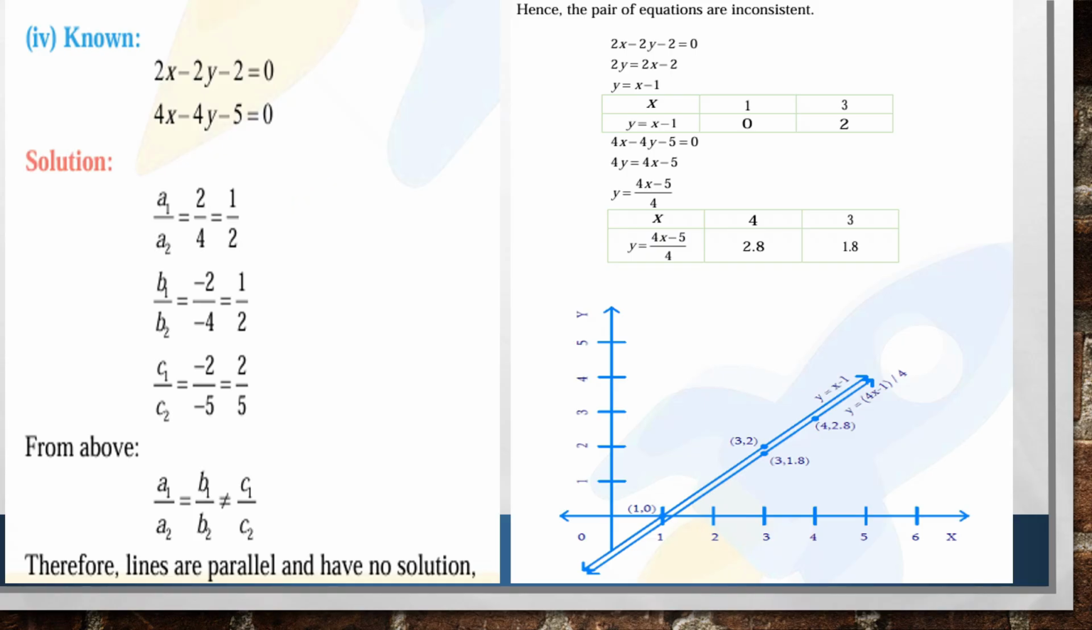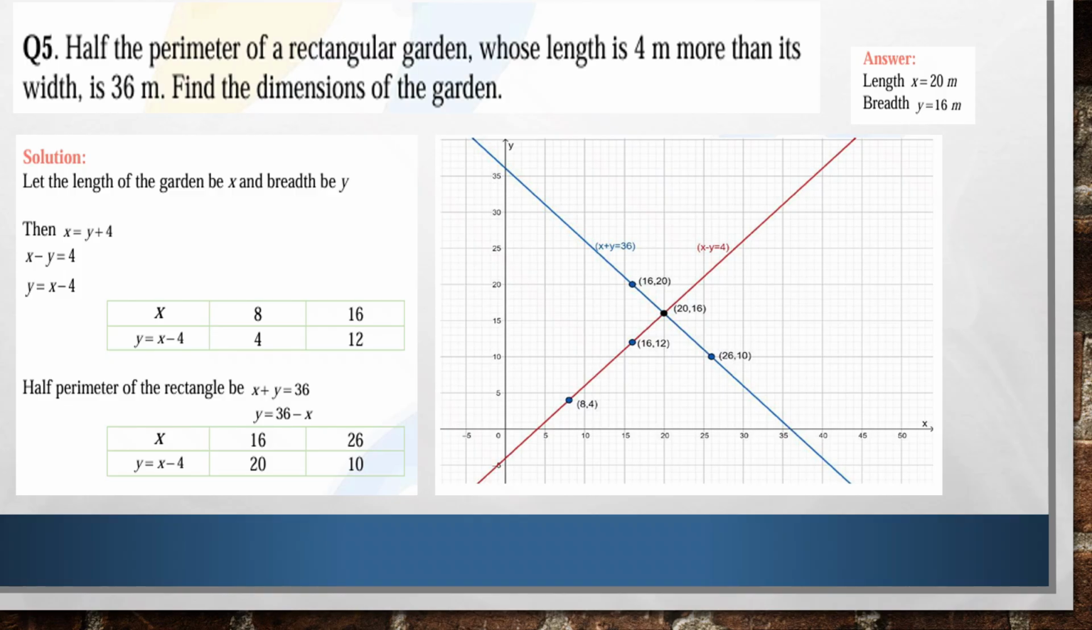Let us continue with the fifth main problem. Half the perimeter of a rectangular garden whose length is 4 meter more than its width is 36 meter. Find the dimensions of the garden.